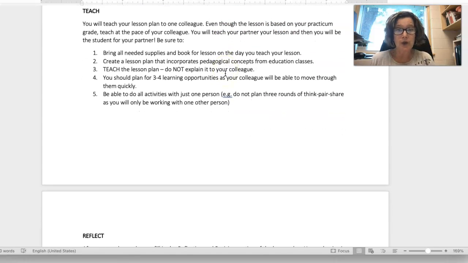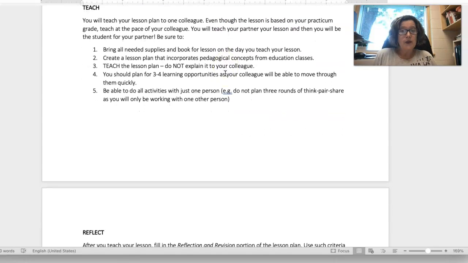Be sure to bring all needed supplies and book for the lesson on the day you teach your lesson. That's the reality of being a teacher. No one else is going to bring your supplies. Create a lesson plan that incorporates pedagogical concepts from our education class. So I'm going to be going through how do you actually teach phonics and phonemic awareness, and how do you actually teach vocab. So I want to see some of those things that you're taking, or from your practicum. I want to see you trying some of those.